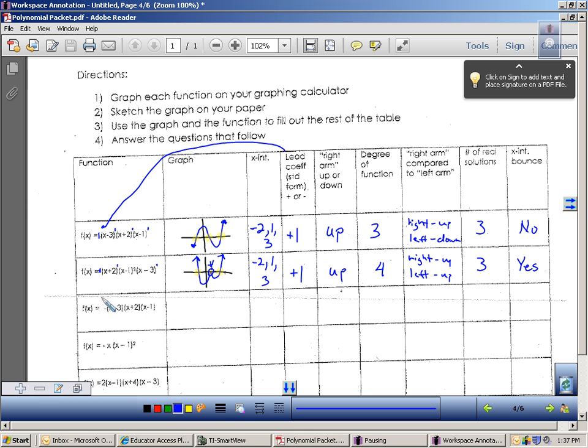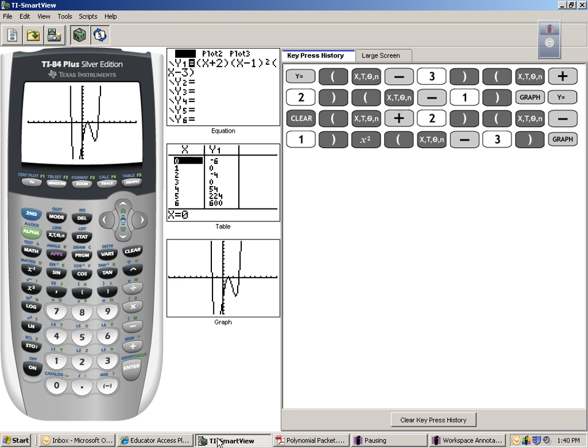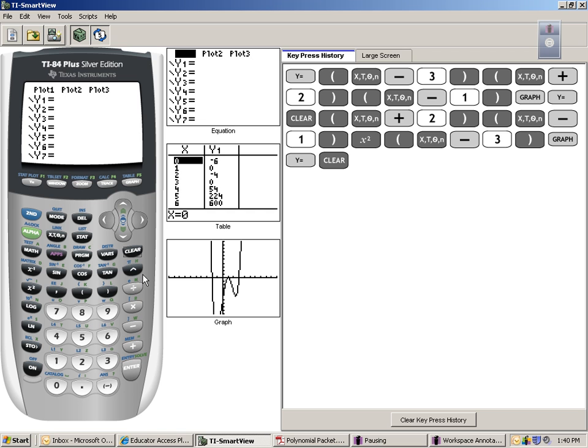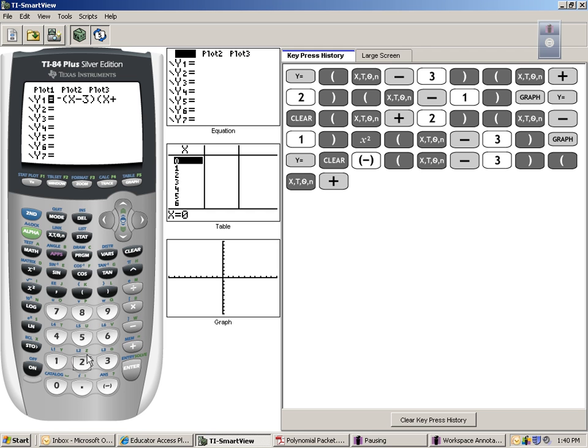Here's the function, and I want to get that in my calculator, so let's do that. I go to the y equals key and clear this out. I have a negative out front, and then I have x minus 3, and I'm multiplying that by x plus 2, and then I'm multiplying that by x minus 1. Okay, so I've entered that in, and I'm going to graph that.